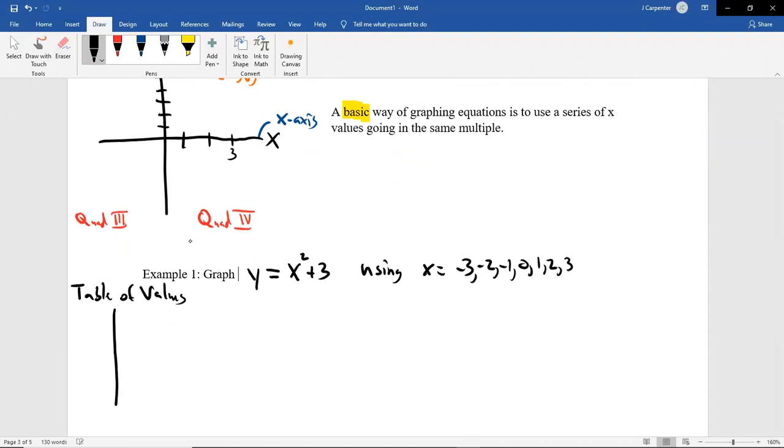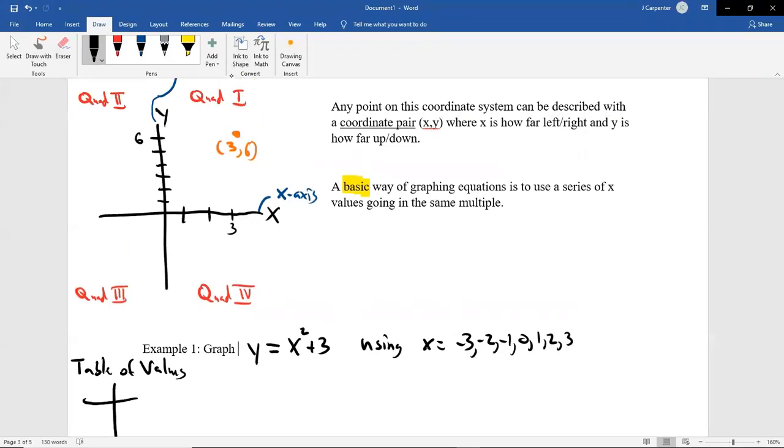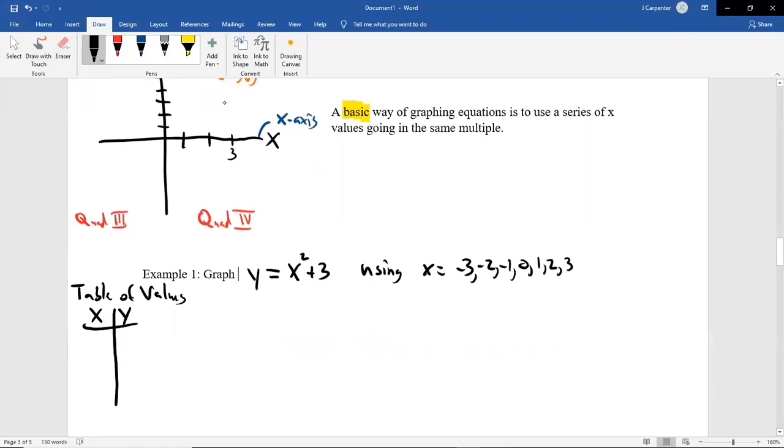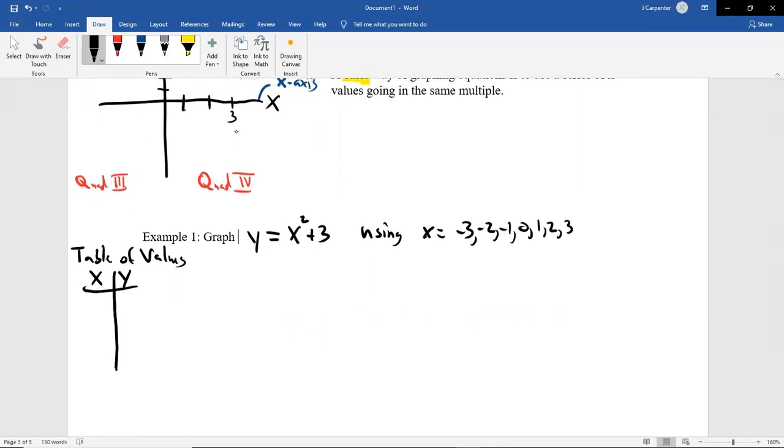In a table of values, instead of doing coordinates, like this point (3, 6) in parentheses, would just be a 3 on the left and a 6 on the right, because the left column represents the x values, the right column represents the y values. Now we're starting out with these -3 through +3, so those are all x values. They have to go on the left. Probably going to need a little more. -3, -2, -1, 0, 1, 2, 3.